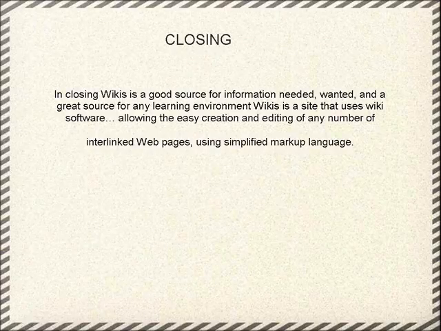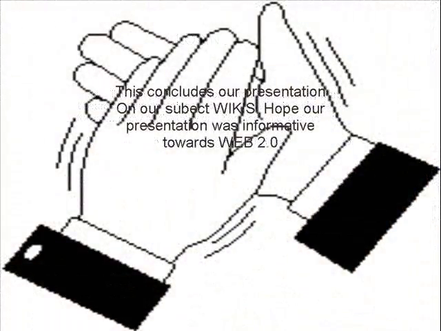information upon this topic. In closing, a wiki is a good software to have and a great source for any learning environment. It's interlinked web pages, it's useful, and it uses markup language. So I suggest you use a wiki for any information that you want to look up, clarify, anything.